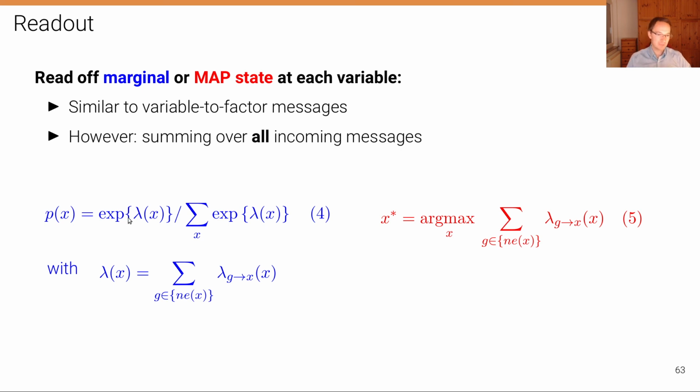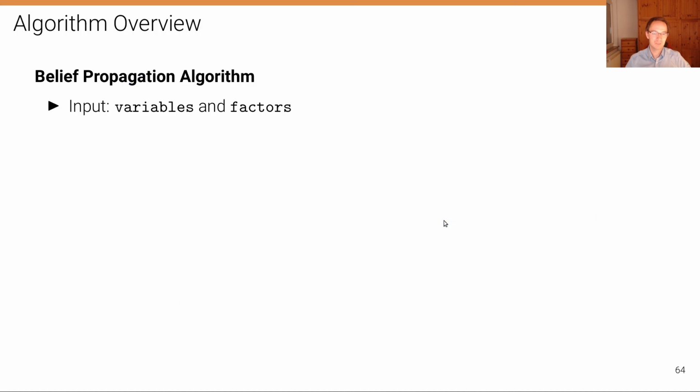You can see that we have an exponential here because we're considering the log messages. So of course we need to first convert this into probabilities. And then on the right hand side, we're considering the so-called max marginals. This is the sum over these log messages. And then we find the entry that is largest in that vector. And this is a very generic overview of the algorithm.